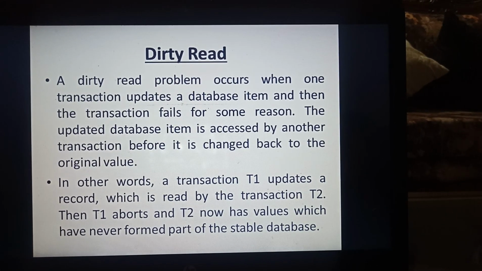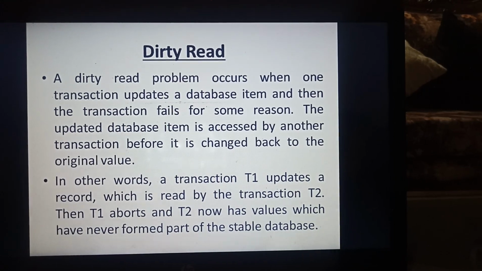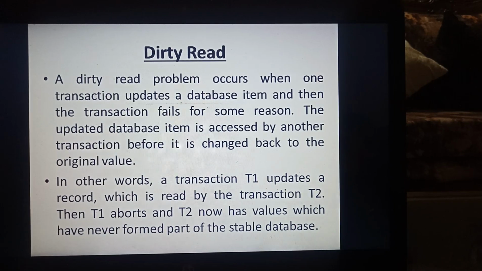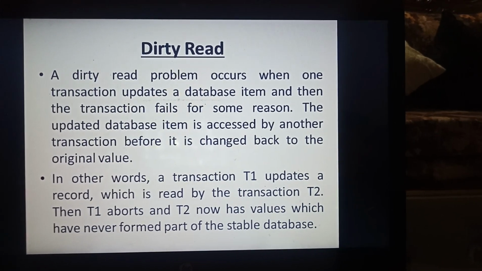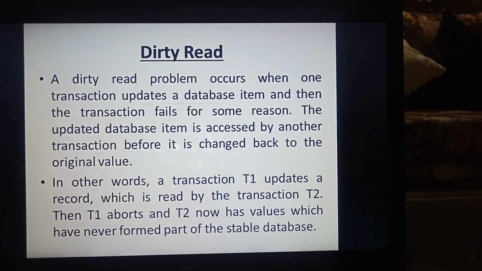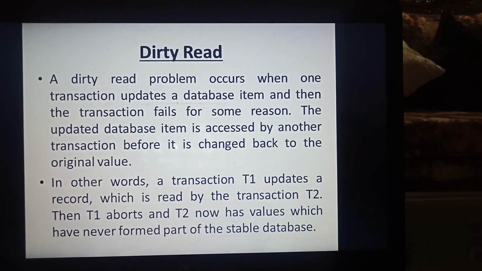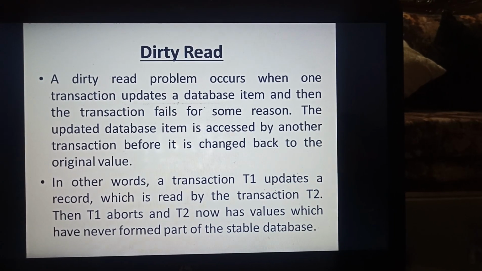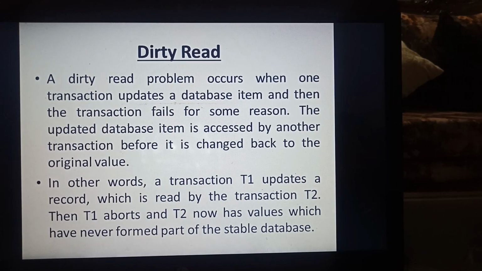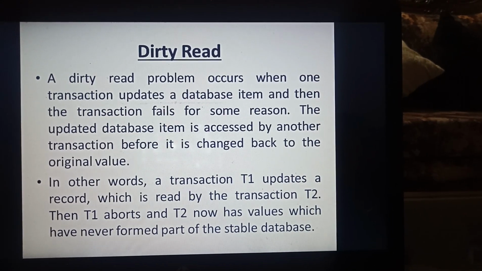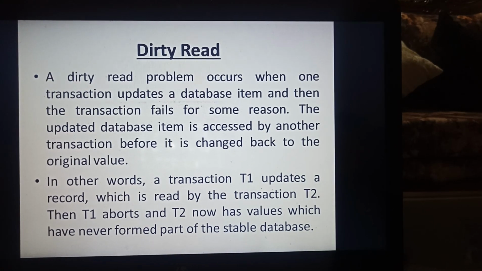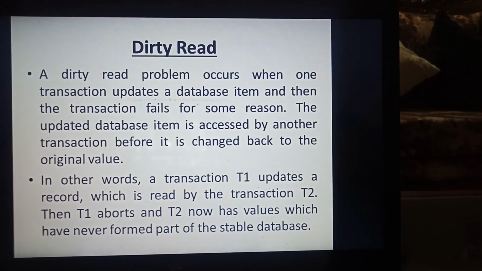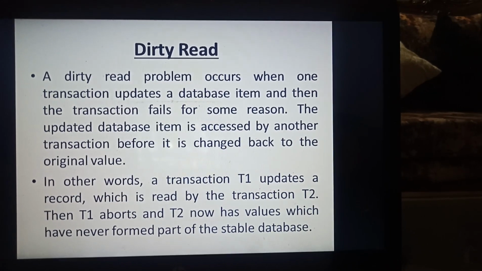Suppose कोई transaction update करती है database item, किसी डेटाबेस आइटम को डेटाबेस में अपडेट किया किसी ट्रांजैक्शन ने और किसी रीज़न की वजह से वो ट्रांजैक्शन अबॉर्ट हो गई. बट जो अपडेट था वो तो रिकॉर्ड हो चुका है डेटाबेस के अंदर, एंड दैट अपडेटेड डेटाबेस इज रेड बाय सम अदर ट्रांजेक्शन. इसका मतलब दूसरी ट्रांजेक्शन ने एक डर्टी डेटा को रीड कर लिया है. दिस इज नोन एज डर्टी रीड प्रॉब्लम.